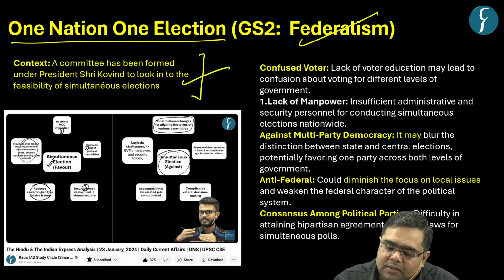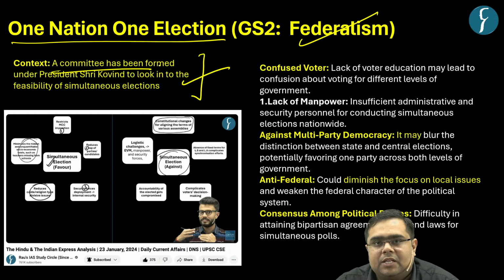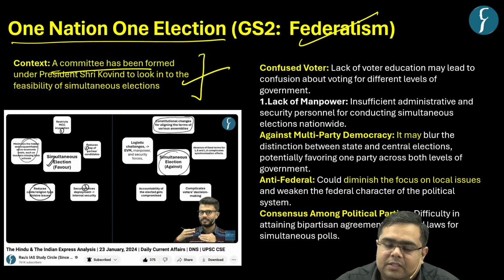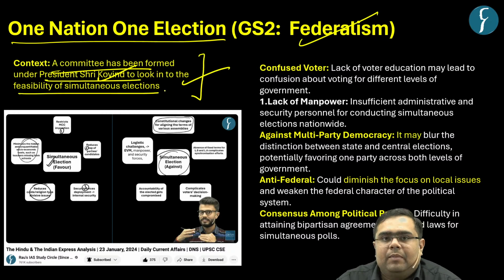The context is that a committee has recently been formed under the chairmanship of ex-President of India Shri Ramnath Kovind, to look into the feasibility of conducting simultaneous elections in India.